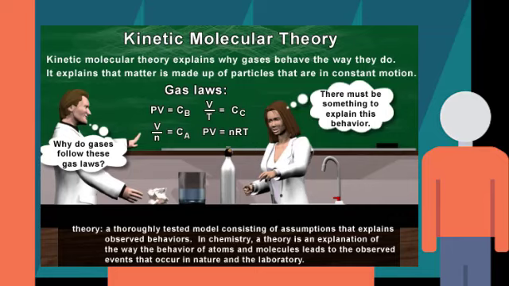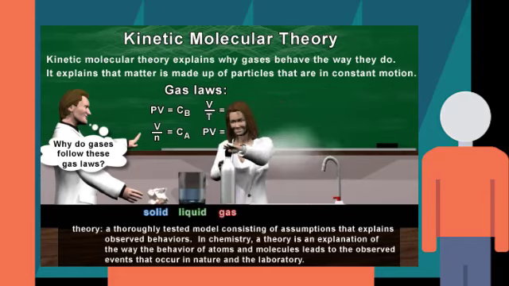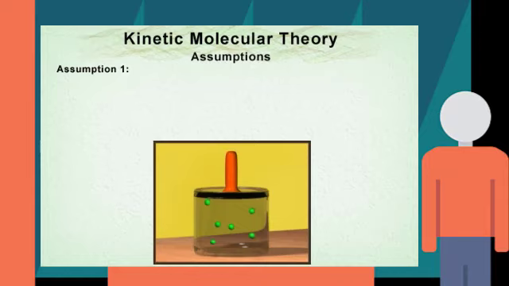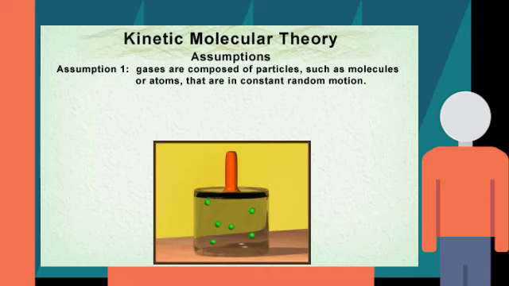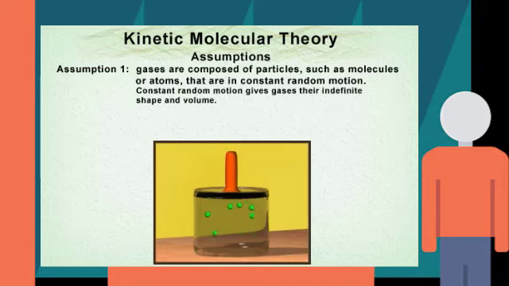The kinetic molecular theory explains that matter is made up of particles that are in constant motion. This theory applies to solids, liquids, and gases, but this program will focus on how the kinetic molecular theory applies to the behavior of gases. The kinetic molecular theory makes 5 assumptions when explaining the behavior of gases. The first assumption is that gases are composed of particles, such as molecules or atoms, that are in constant random motion. This constant random motion is what gives gases their indefinite shape and indefinite volume. Constant random motion is also what allows gases to diffuse easily.